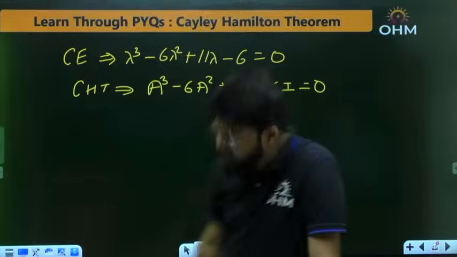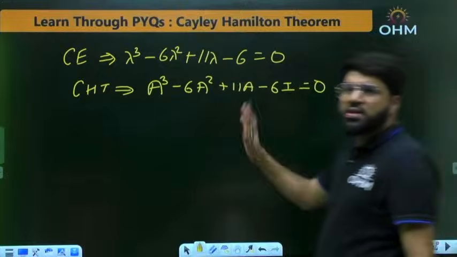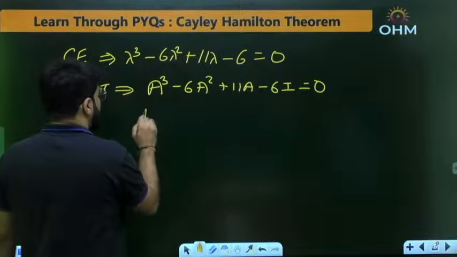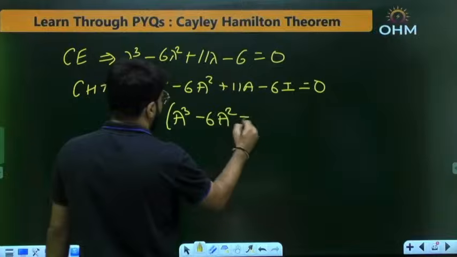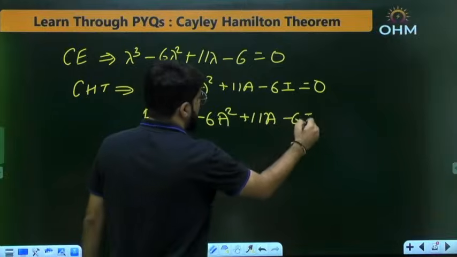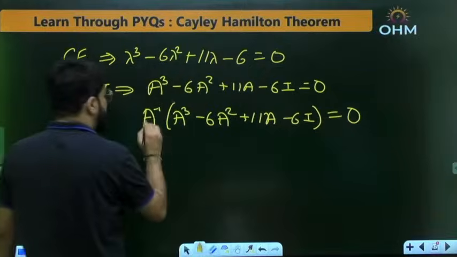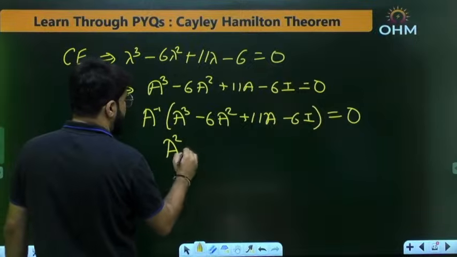Right. Okay, yeah. So multiply both the sides by A inverse. Multiply both the sides by A inverse. Okay, so what do you get? A inverse into A cube, that is A square, minus 6.